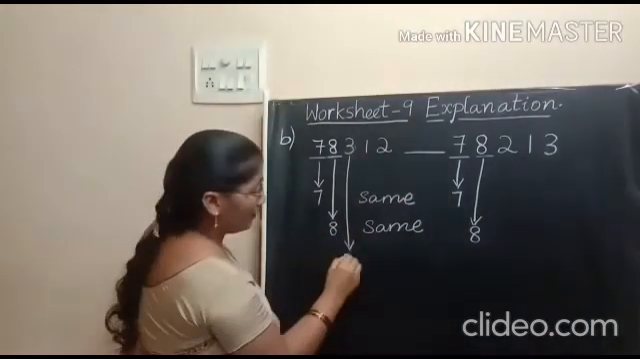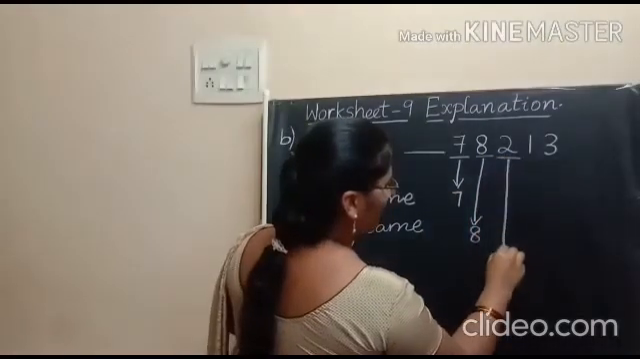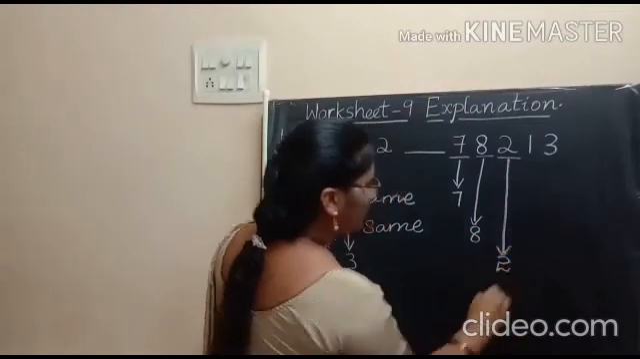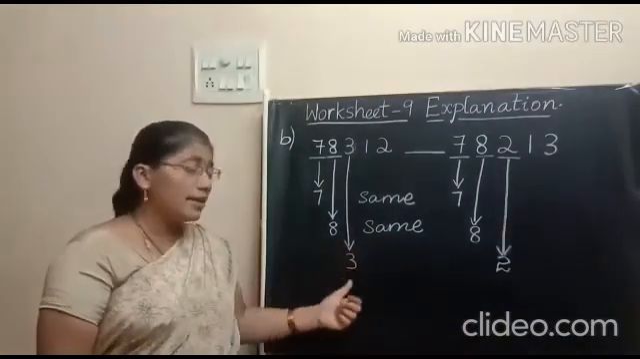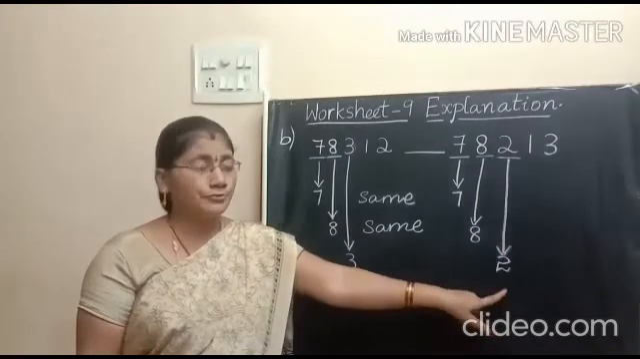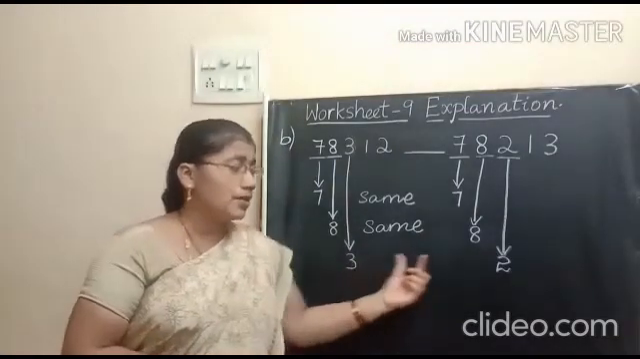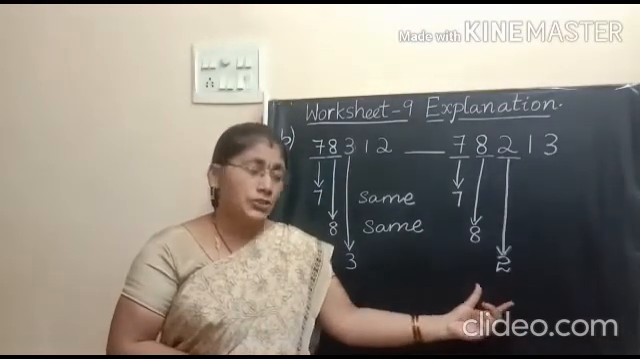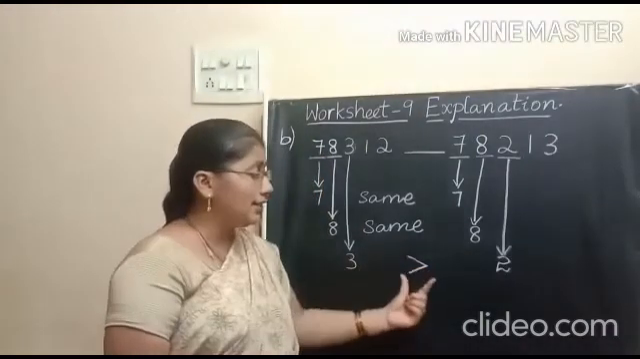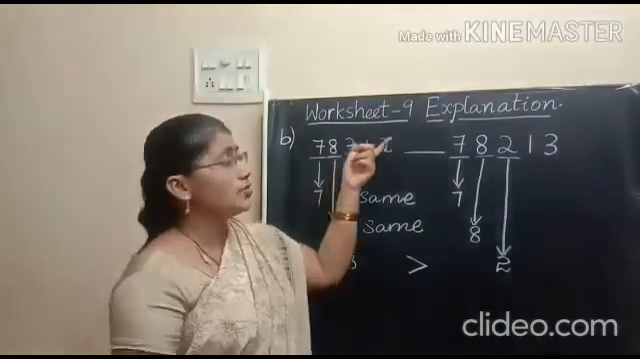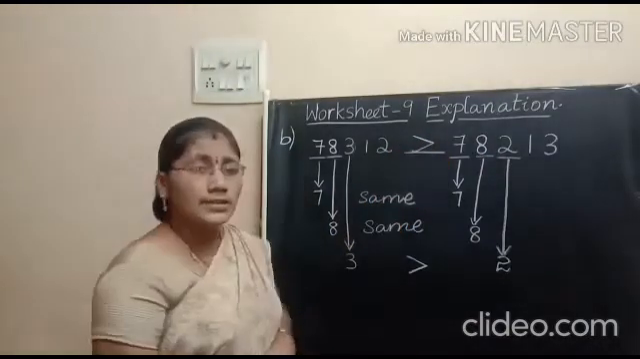The third digit is 3 and the third digit of the second number is 2. These are not equal. This is the greater one compared to 2. So, which symbol do we have to use? We are comparing a bigger number with a smaller number. So, we should use the greater than symbol. Because 3 is greater than 2, the first number is also greater than the second number.